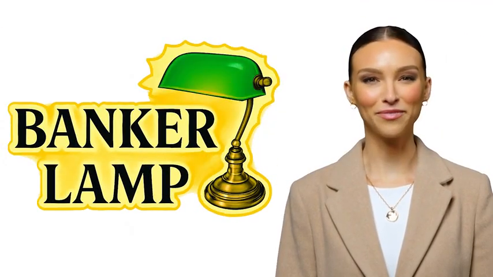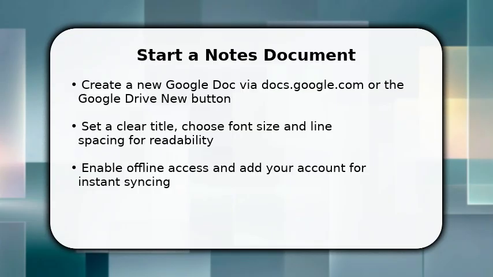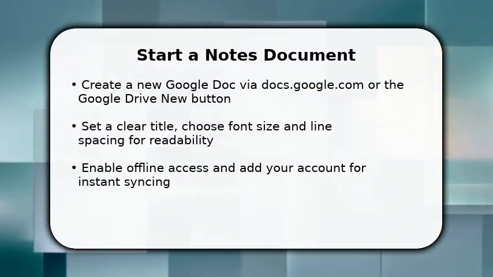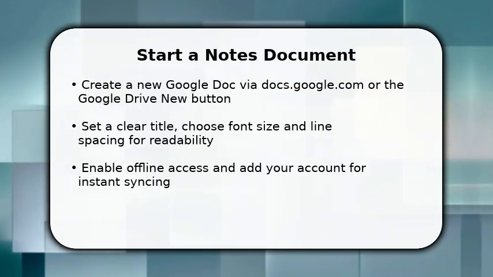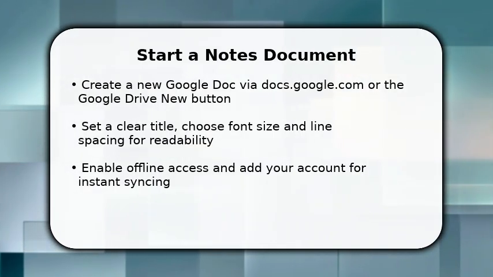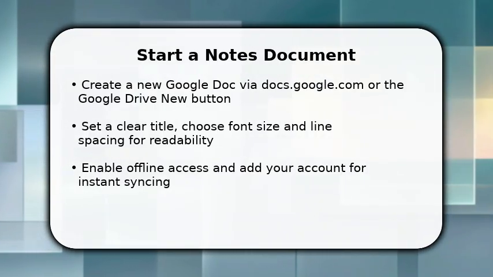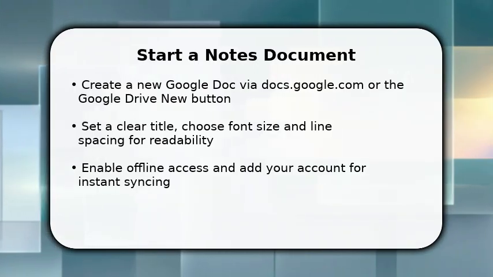You start by opening Google Docs and creating a new document titled for your subject. First, set font size and line spacing to make scanning easy. You want clarity when you review. Once done, enable offline access so your notes sync automatically when you reconnect. Make sure you're signed into the right Google account.